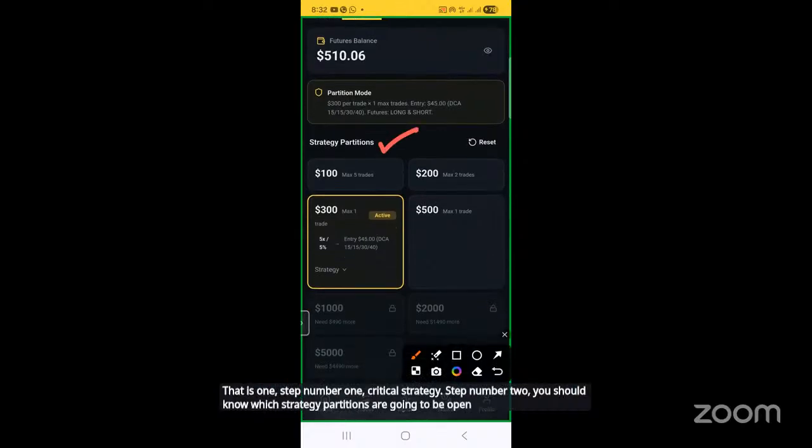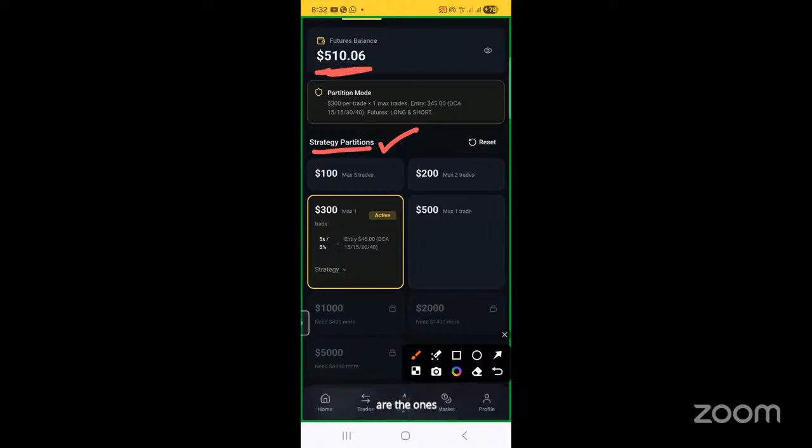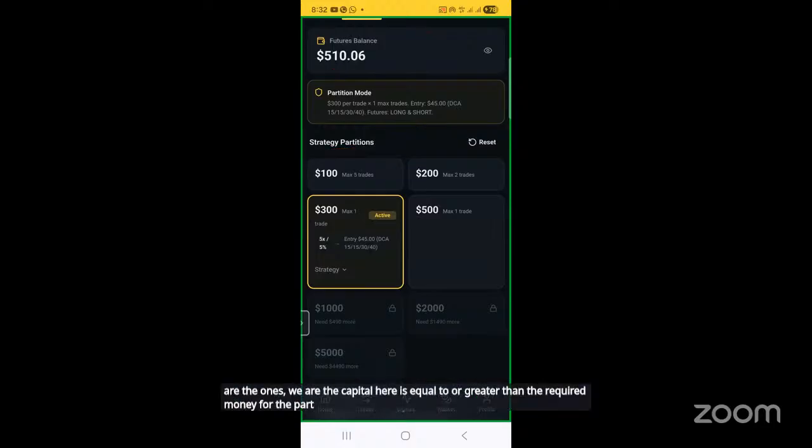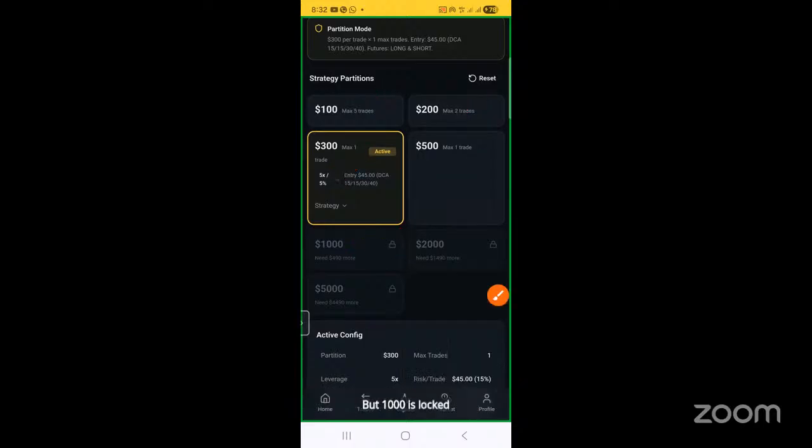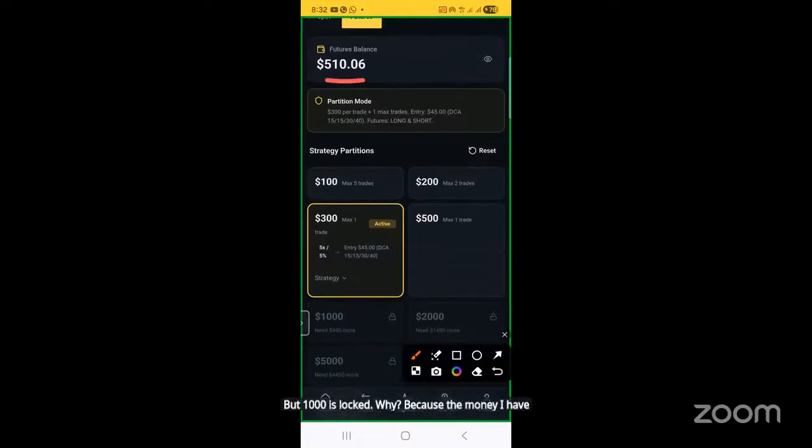The strategy partitions that are going to be open are the ones where the capital here is equal to or greater than the required money for the partition. That's why, for example, the $100 partition is open, $200 partition is open, $300 partition is open, $500 is open, but 1,000 is locked. Why? Because the money I have here is less than the required 1,000 to open this partition.